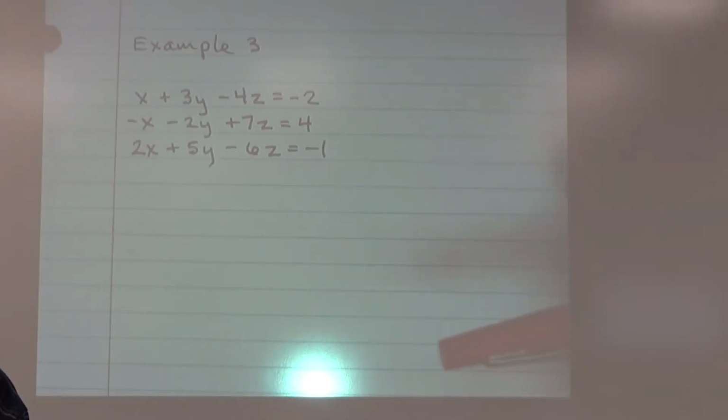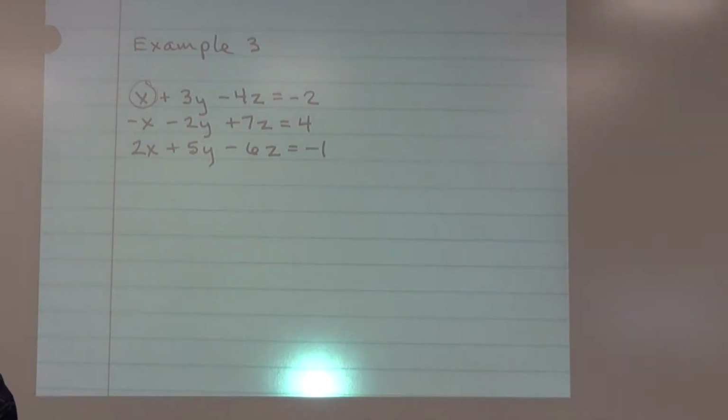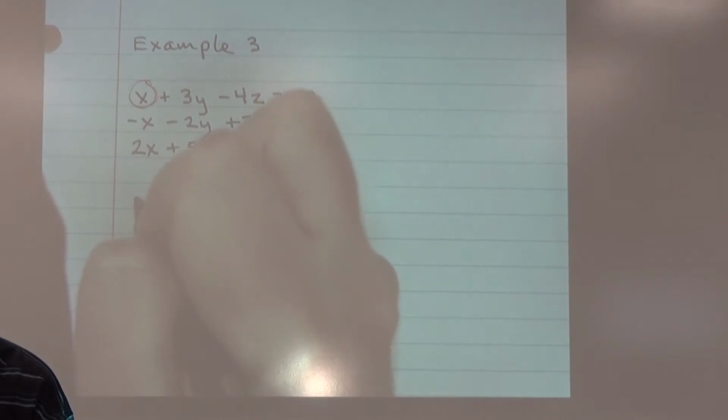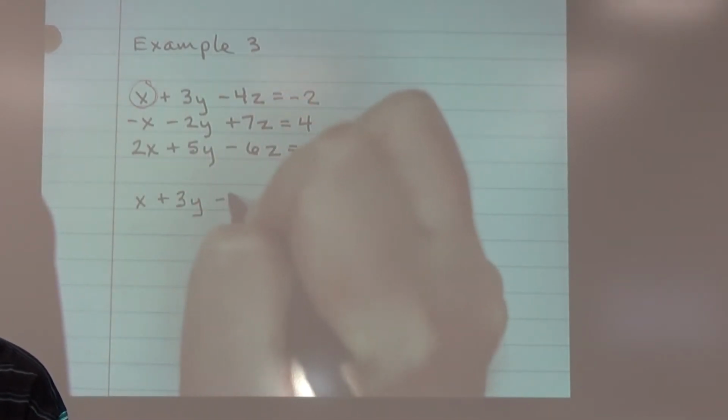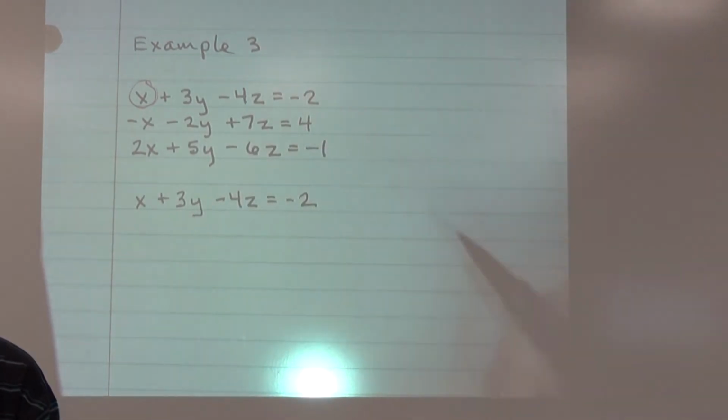Okay, goal number 1, we want the first equation to start with x. It already does, so that part is taken care of. Now what we'd like to do is underneath that, eliminate the x's that are below that. So equation number 1 is good as is, so we're going to rewrite that. And every time we rewrite, we're rewriting or changing all 3 equations.